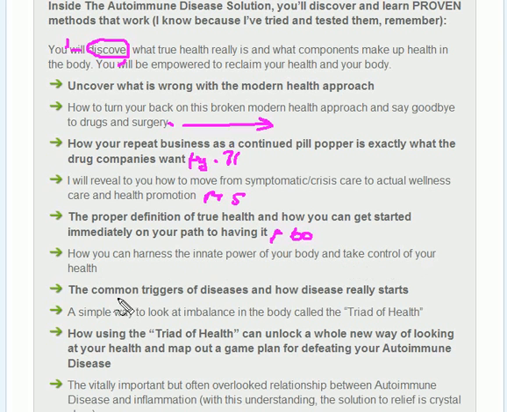Okay, the common triggers of disease: giving numbers in bullet points also helps. The 7 common triggers of disease and how disease really starts. A simple way to look at imbalance in the body, called the triad of health. Giving it a name is very good. Tease them with something else like, this might shock you, or you'll be surprised how easy this is. How to use the triad of health to unlock a whole new. Okay, this is actually one, so these can basically be made into one bullet point.